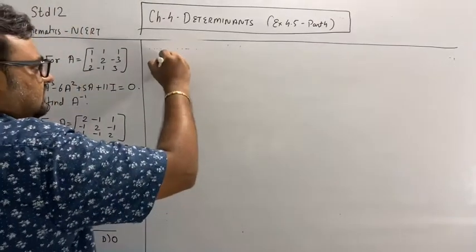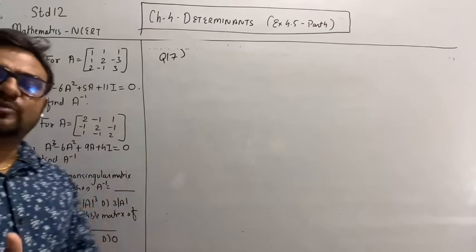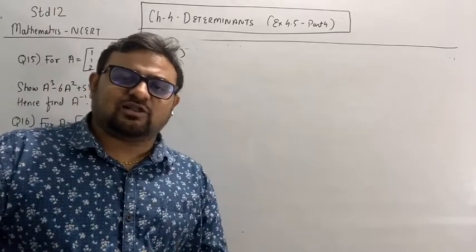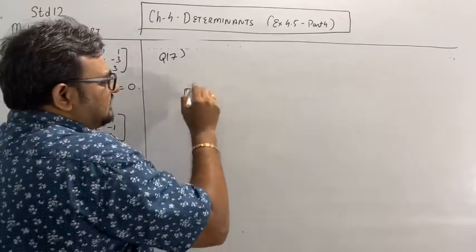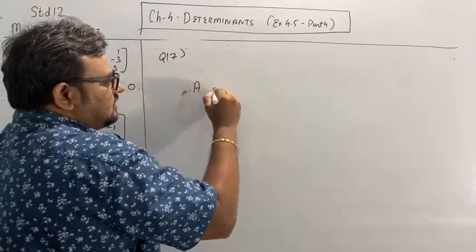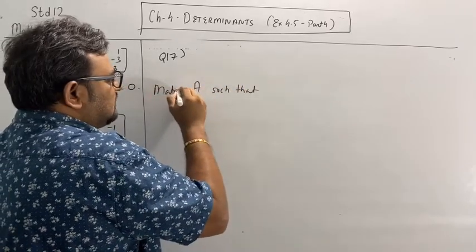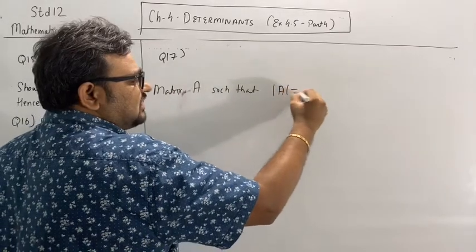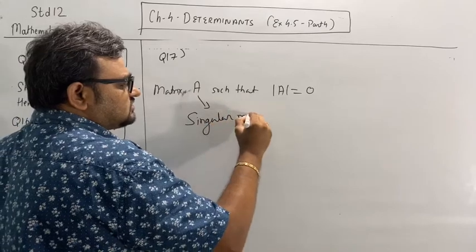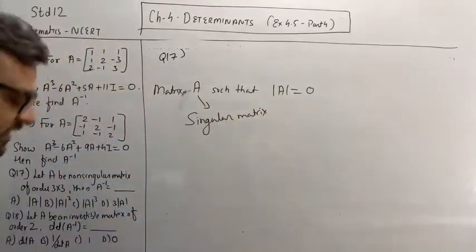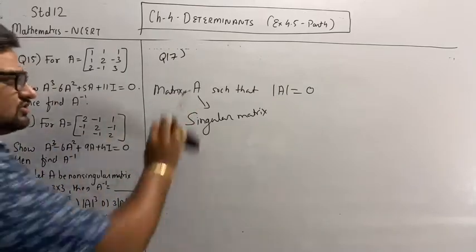Question number 17. Let A be a non-singular matrix. Now, what is a non-singular matrix? A matrix is called a singular matrix if its determinant value is 0. Means if there is a matrix A such that its determinant value is 0, then this is called a singular matrix. But now this is a non-singular matrix. That means its value is not equal to 0.